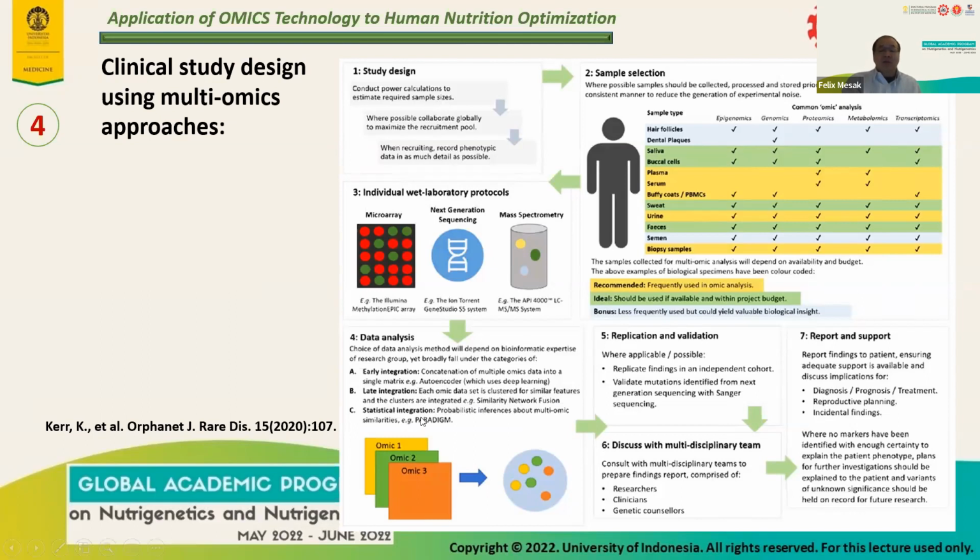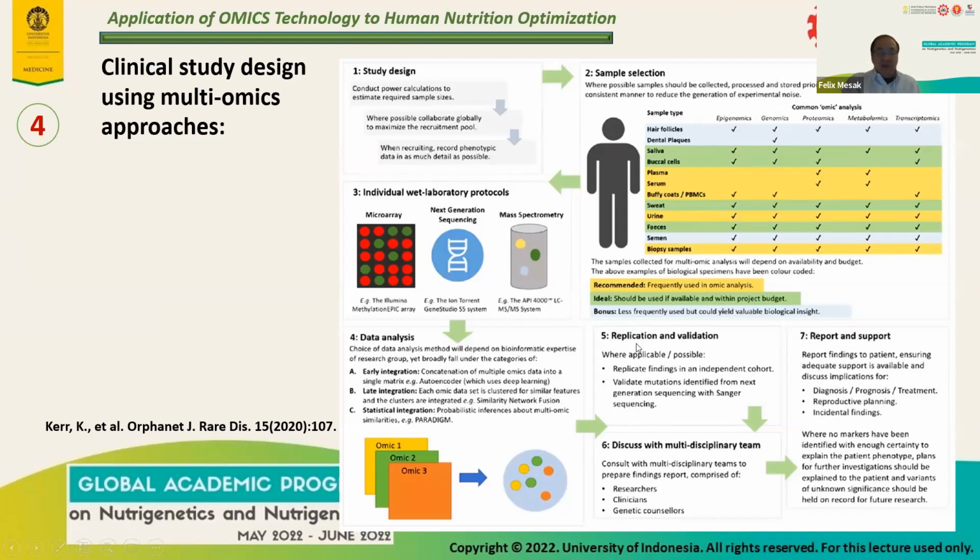And obviously, what is needed is statistical integration. So we want to see probabilistic inferences about multi-omics. For example, this software called Paradigm, and how the statistical integration would work. And then it's getting more challenging, because you need to do a replication.